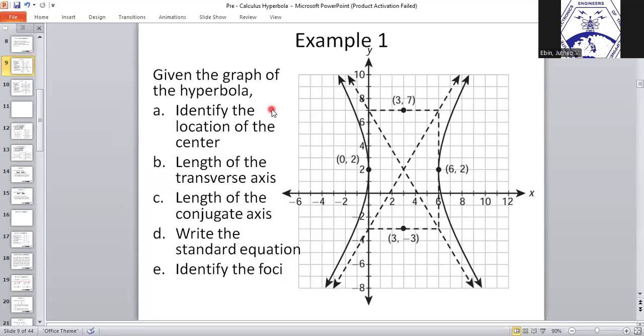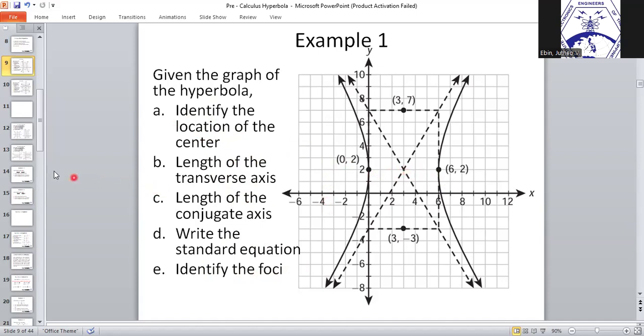Okay. So again, example number one, we have the graph of the hyperbola, and we are asked to identify the location of the center, length of transverse axis, length of conjugate axis, write the standard equation, and we have to identify the foci. So to identify the center of the hyperbola, we need to determine the coordinates of the vertices.